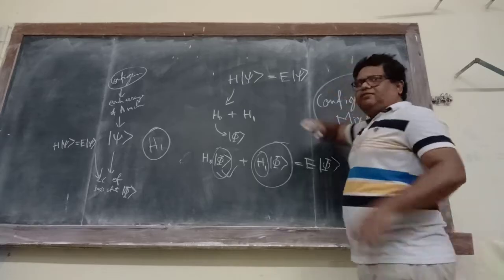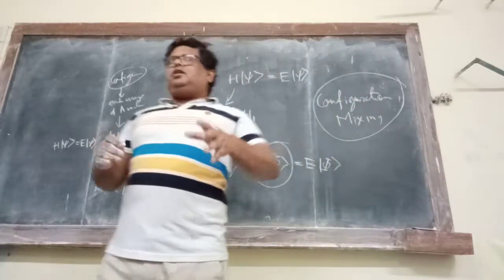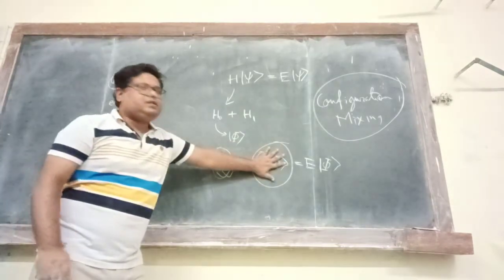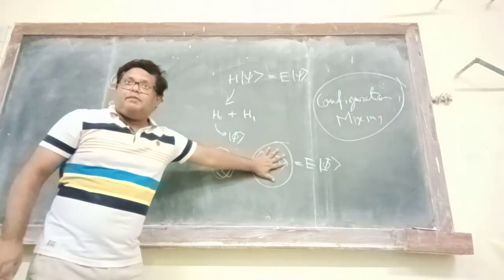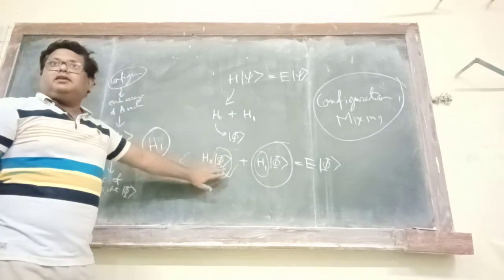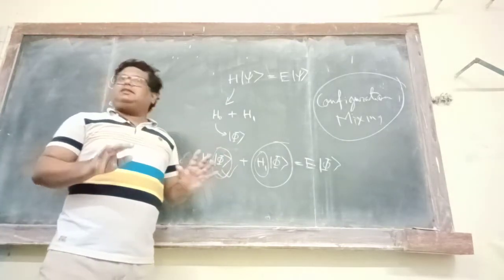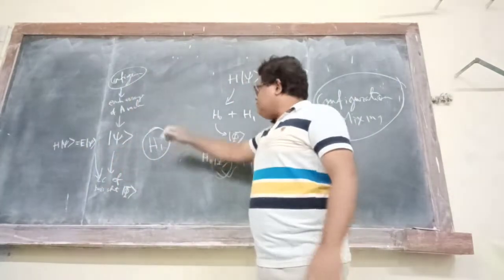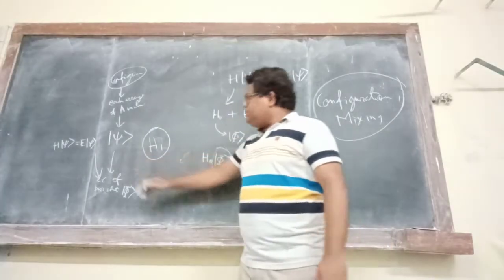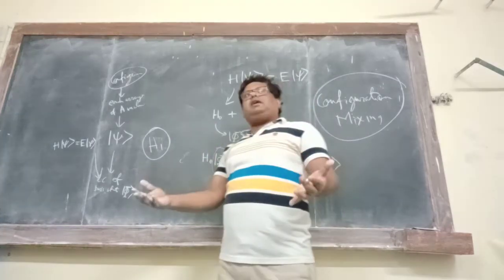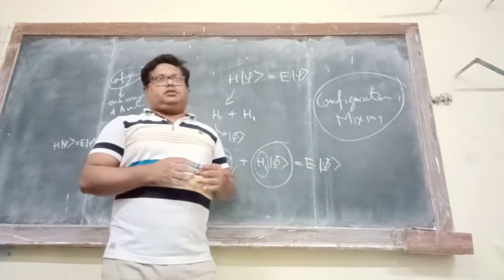Remember, there is nothing very unusual or very hard about it. Configuration mixing means that this term is present. Since this term is present, all the wave functions, this phi, will be mixed among themselves. That's all, nothing else. And so the final wave function will just be a linear combination of these phi wave functions. And this is referred to as configuration mixing.